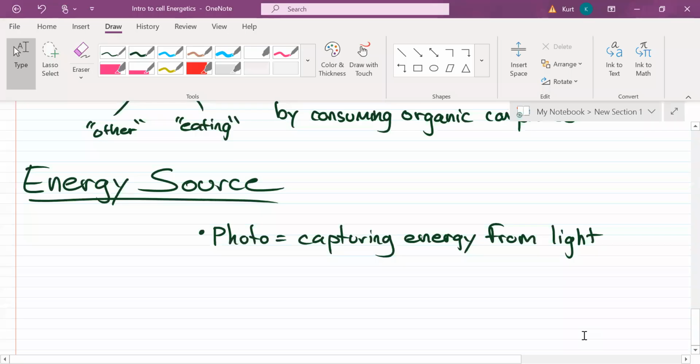All right, so that's why I put an asterisk there where it said you get carbon from the atmosphere. There's more than one place to get energy to start off a food web. It's not just the atmosphere. So photo is capturing light. Chemo is actually capturing organic and inorganic compounds.